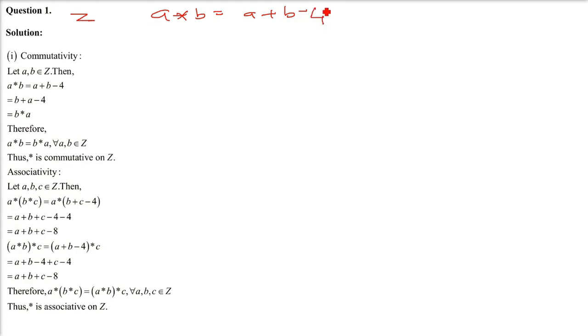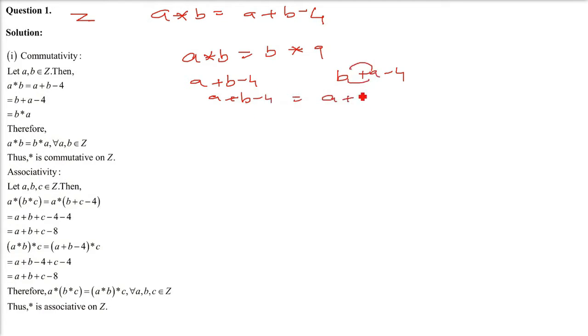So this kind of question we have already done because there are 3 parts which is being asked here. The first is whether this star is commutative or associative or not. What is commutative? A star B, whether it is equal to B star A, that we have to find out. So this is basically A plus B minus 4. Here we have B plus A minus 4. You can just replace the position of A and B. You get A plus B minus 4. So they both are equal. So star is commutative on Z.